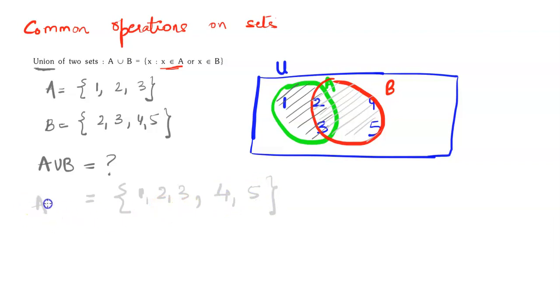We call this A union B. So all of these elements either belong to A or belong to B. And this is called A union B. As the name suggests, it's a union of two entities, A and B.